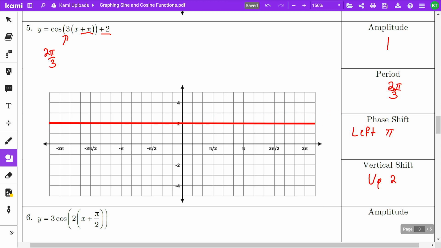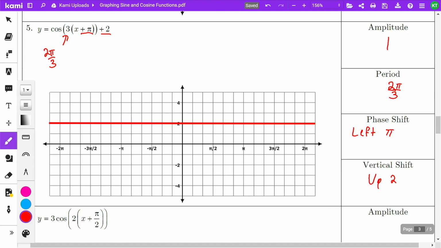Or not plus 2, at y equals 2. So, again, let's do our phase shift as well. I went to the left pi, so that means I'm going to start at negative pi, and my amplitude is 1. And again, cosine, unlike sine, cosine starts at the high point, then goes to our midline, then to my low, then to my middle, then back to my high point. So, if I'm starting at negative pi, and it's starting at my high point, my highest point here is going to be 1 above my midline, which is going to be at 3.